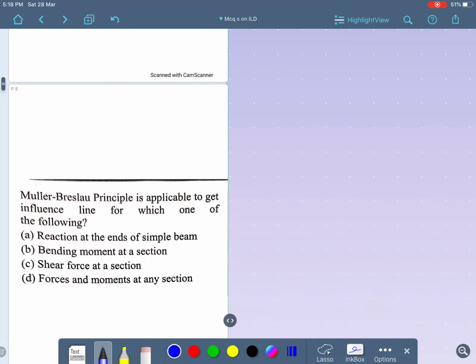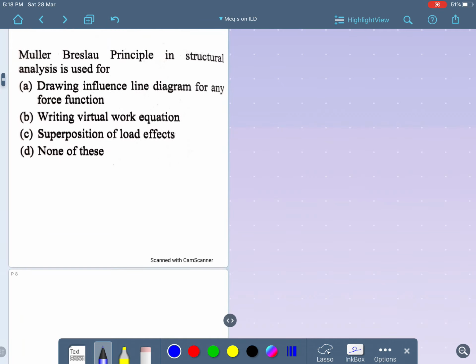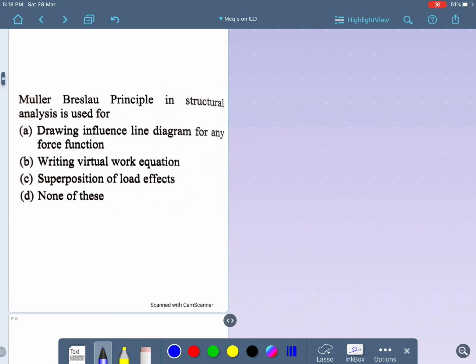Muller-Breslau principle is applicable to get the influence. I had not answered the question, I'm very sorry. The Muller-Breslau principle is the analysis for drawing the influence line diagram for any force function. Virtual work method, no. Superposition, no. For drawing the influence line diagram for any force function, you are supposed to use the Muller-Breslau principle.